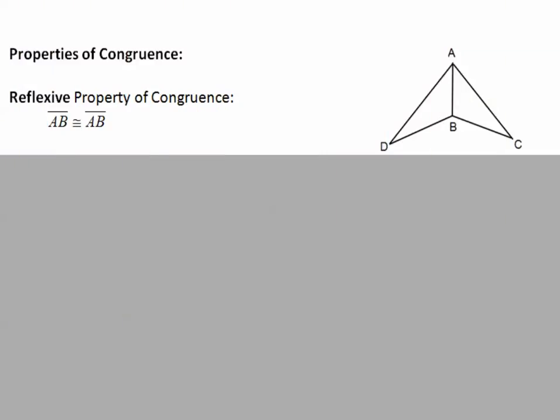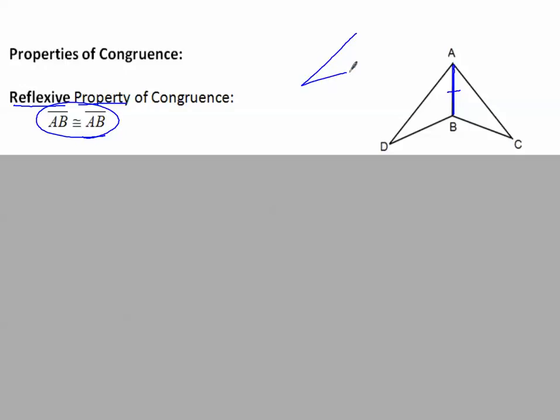Let's look at some properties of congruence that also can be useful in proving things. The reflexive property is a really useful one. Think about a reflection. When you look in the mirror, you see yourself. Well, when I make a statement where I see the same exact thing on both sides, that's called the reflexive property. Why would I make that statement? Well, in this picture, see how I have triangle ABD and triangle ABC? Because they're both using side AB, I can automatically say that AB is congruent to itself.